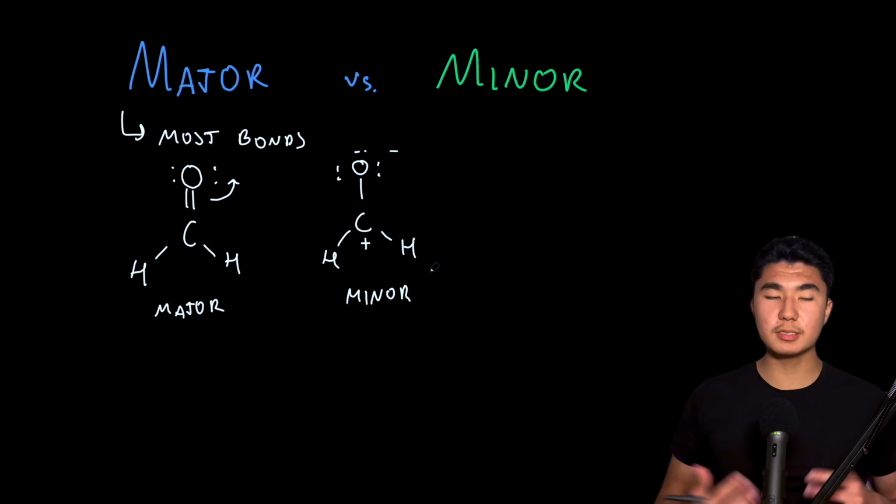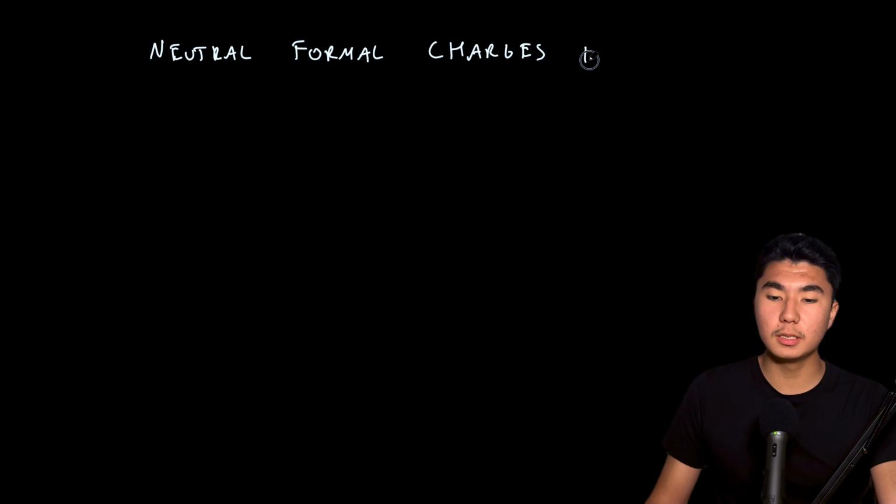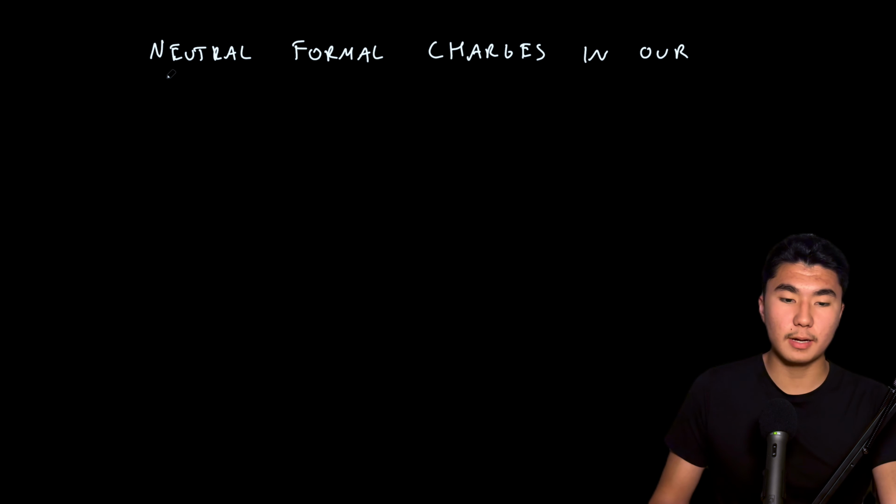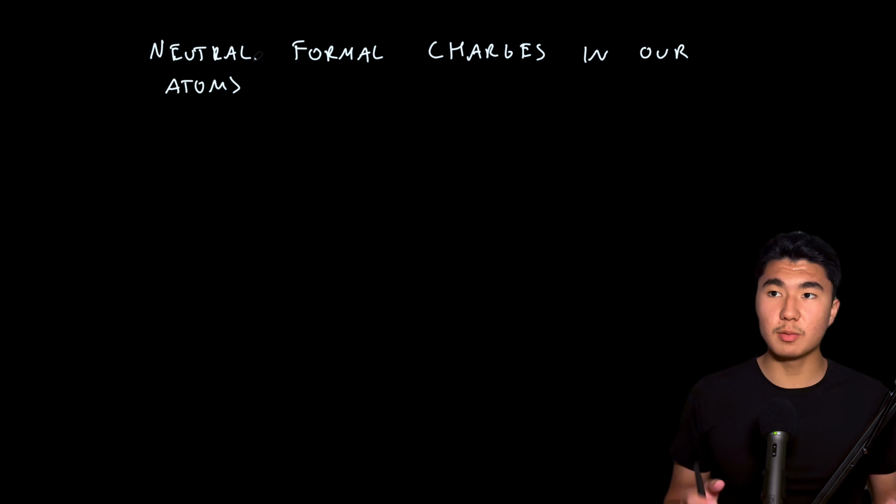If we have most bonds, then we're going to be more stable. Now, another qualification we could have for a major contributor is having neutral formal charges in our atoms. So what's an example of this? An example of this is methyl nitrate.